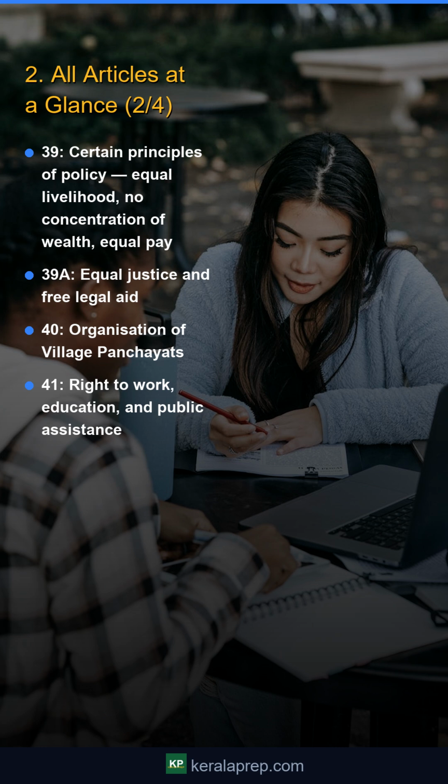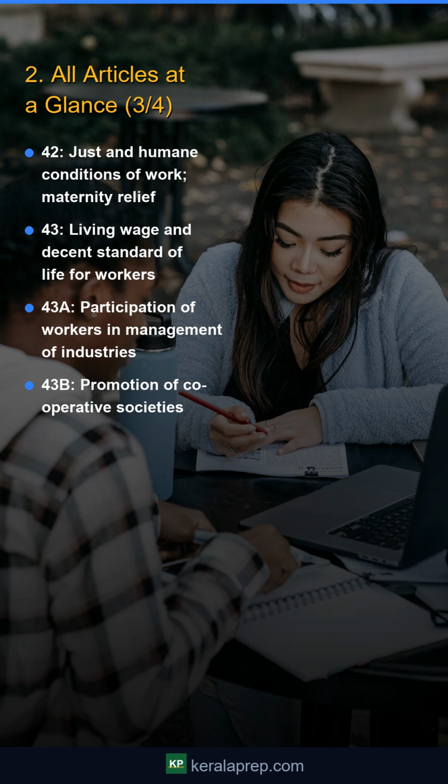Article 40: Organization of village panchayats. Article 41: Right to work, education, and public assistance. Article 42: Just and humane conditions of work, maternity relief. Article 43: Living wage and decent standard of life for workers. Article 43A: Participation of workers in management of industries. Article 43B: Promotion of cooperative societies.